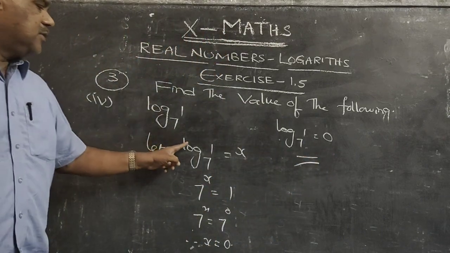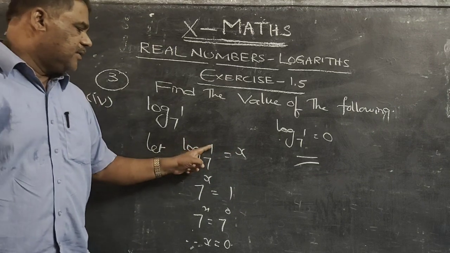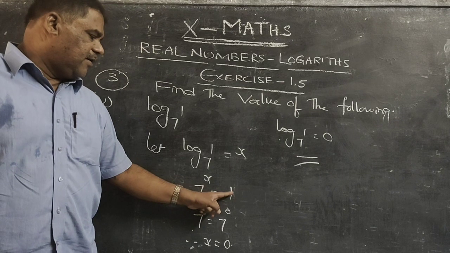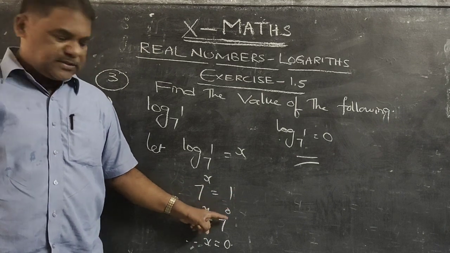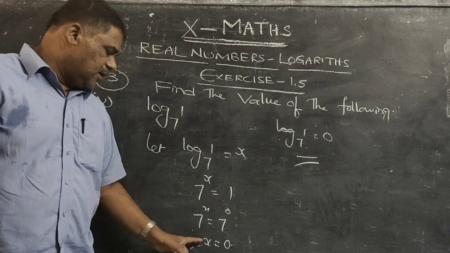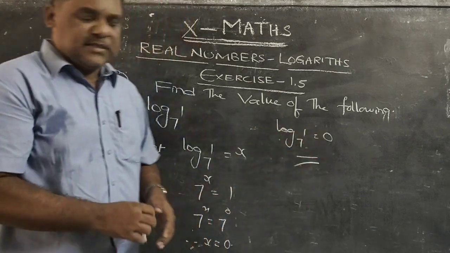So first you suppose that log 1 base 7 is equal to x. Remove logarithm, 1 comes here, x goes there. 7 to the power x is 1. 1 can be written as 7 to the power 0. So if bases are equal, then powers are also equal. So x value is 0. So log 1 to the base 7 is 0.